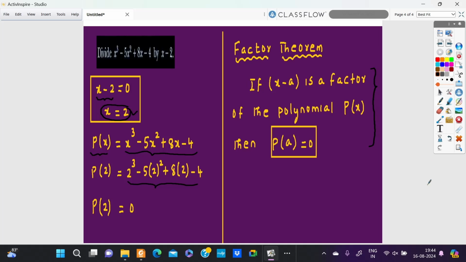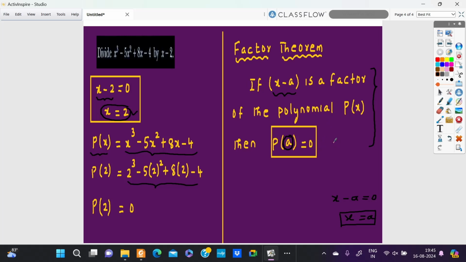If x minus a is a factor of the polynomial p of x, I'll repeat this once again. If x minus a is a factor of the polynomial p of x, I just say x minus a is equal to 0, therefore x is equal to a. I have the value for x now. So the conclusion is, if x minus a is a factor of the polynomial p of x, then p of x is replaced as a. P of a will be equal to the remainder. In this case, the remainder is 0. Hence, we call this the factor theorem.